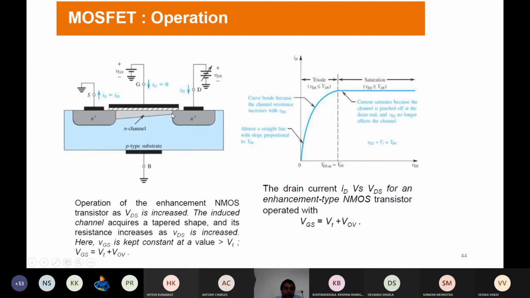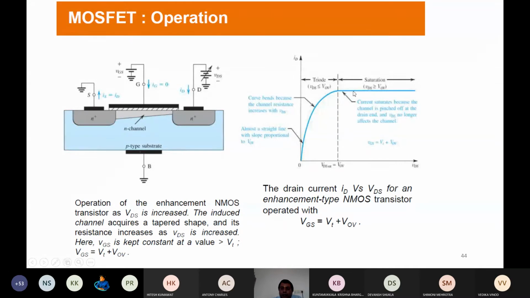now will not be able to reach here, and as you further increase the drain to source voltage, the channel will not reach the drain, and it will be stopped here. As you increase it, it will stop earlier. So instead of reaching the drain, the channel will stop earlier, and as VDS is increased, that causes no increase of current.